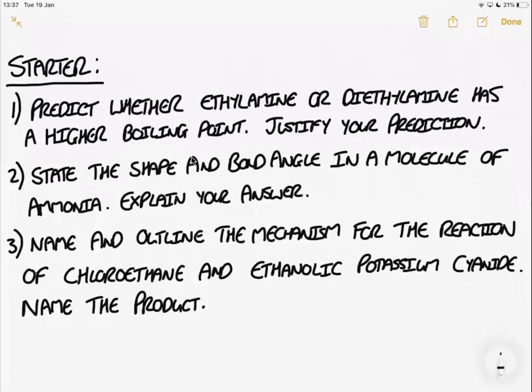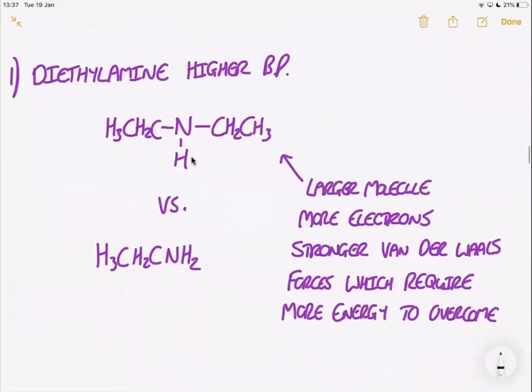Okay, so we've got some year 12 recap here from various topics. Here we go. So then we'd expect that diethylamine would have a higher boiling point than ethylamine. Think back to that first lesson. Both of these molecules can form hydrogen bonds, so that's not going to be the discriminating factor. They both have an NH bond present, which means that molecules of diethylamine will be able to form hydrogen bonds with other molecules of diethylamine, and molecules of ethylamine will be able to form hydrogen bonds with other molecules of ethylamine. That is not the issue, okay?